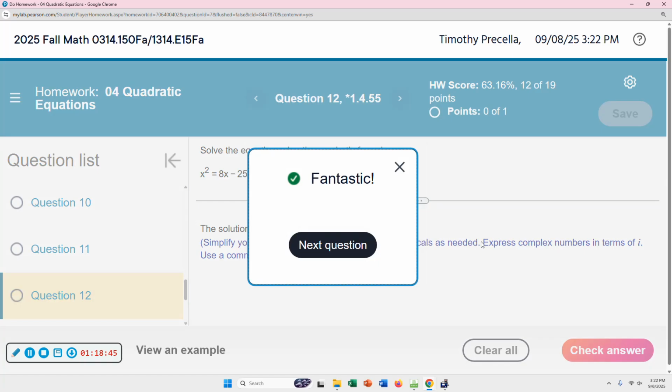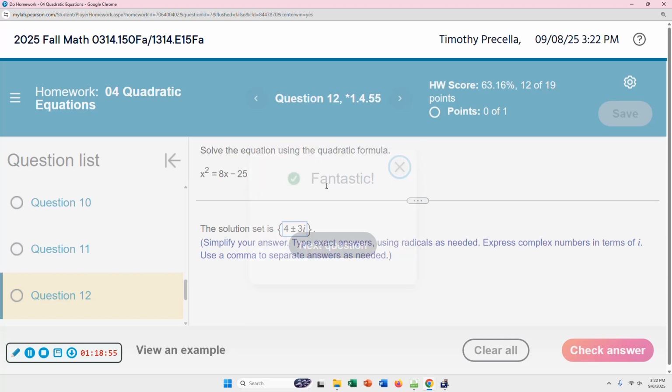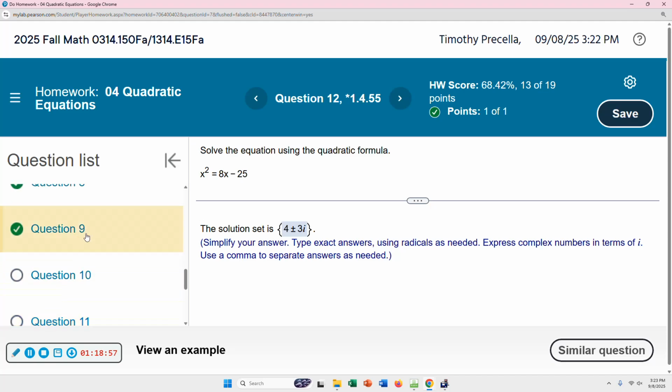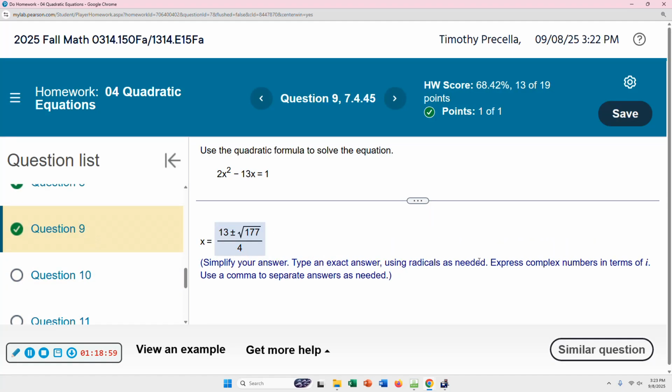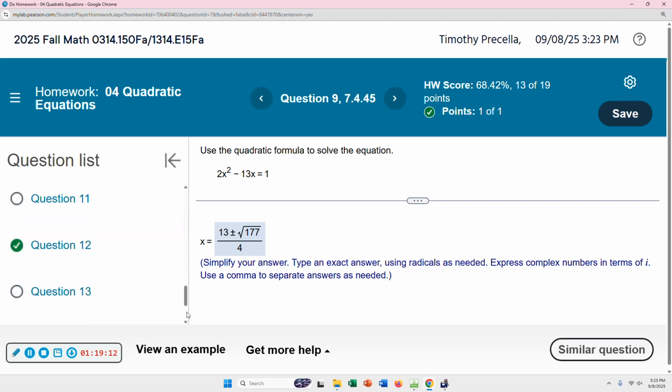You'll notice a lot of times they'll talk about expressing complex numbers in terms of i, even when there isn't an i in the answer. They do that just to confuse you, but you're not going to get confused. On number 9, it talked about using i, but there were no imaginary numbers. It just means if there are, then.